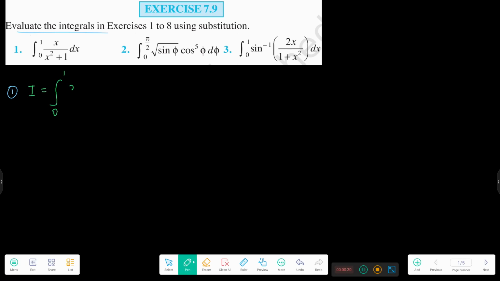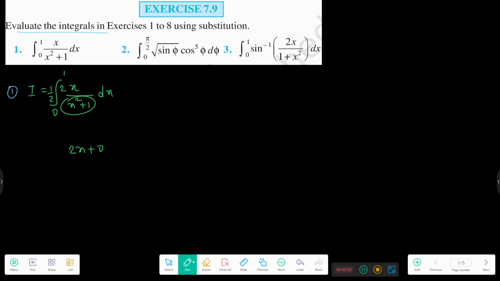Okay, integral 0 to 1, x divided by x square plus 1, dx. Very easily you can go without the substitution method. When you differentiate the denominator, what is that? 2x plus 0. The numerator has only x, so 2 is missing. Multiply 2, divide 2. Then log of the denominator. Like that we will complete it very easily.